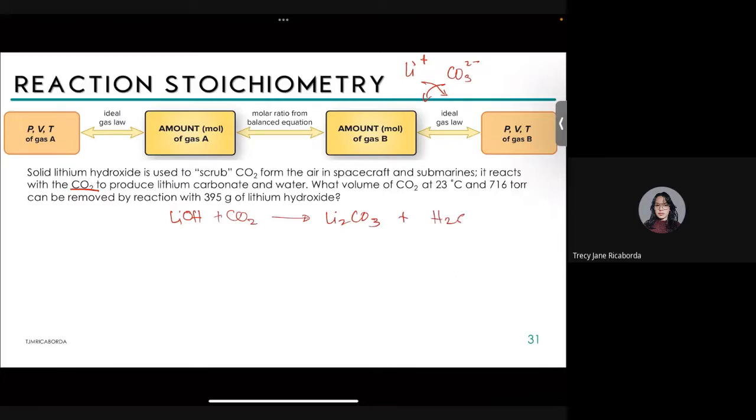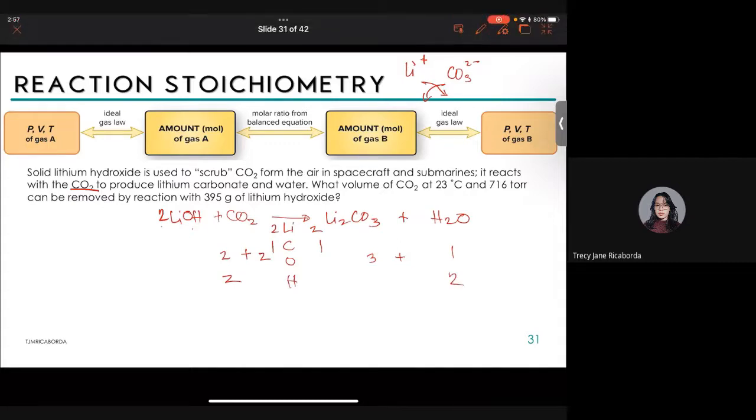Now let's look at their balance. They're not balanced. So Li, there should be two. Now let's double check. Two on the left, two on the right. Carbon, one on the left, one on the right. Oxygen, that's 2 plus 2 and 3 plus 1. Then hydrogen, that's 1 times 2. Right? 1 times 2 is equal to 2. And then here, two. So now it's balanced.